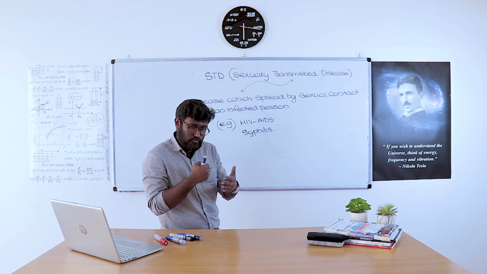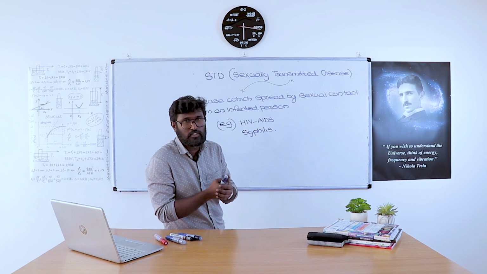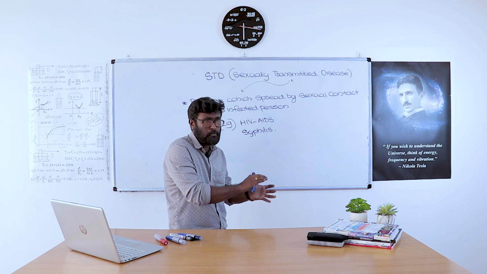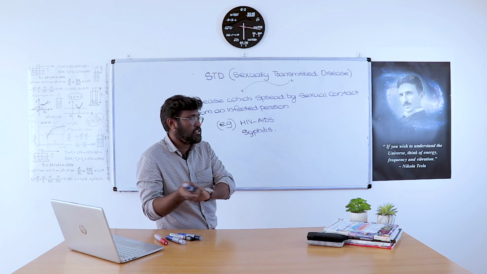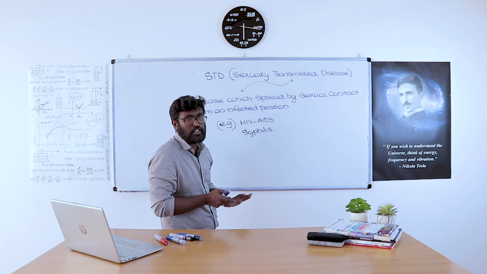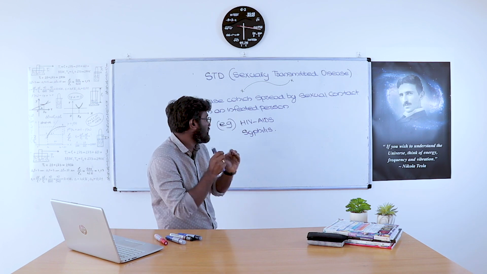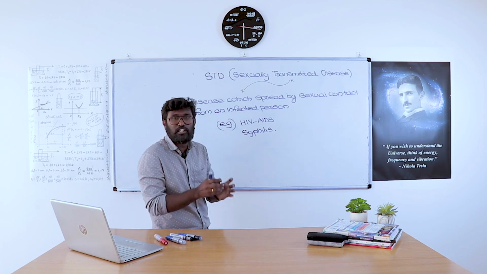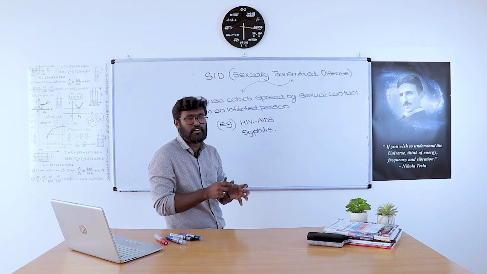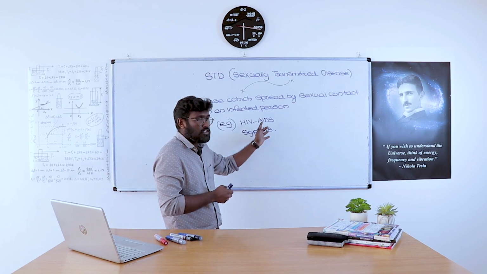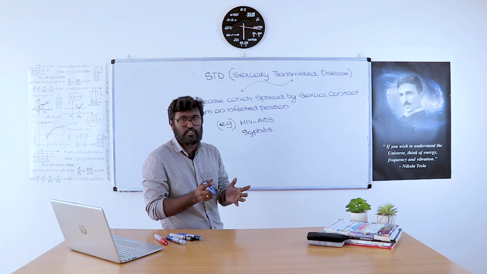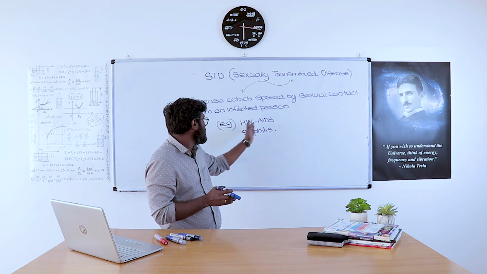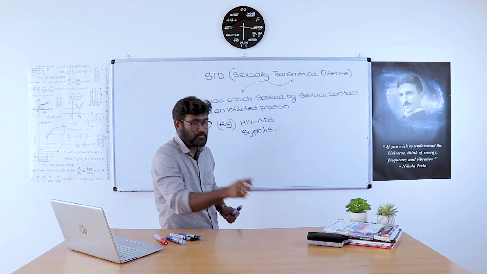There are a lot of ways to avoid sexually transmitted diseases by using some precautions, which we will discuss later. Right now, the examples for sexually transmitted diseases are HIV AIDS, which is a sexually transmitted disease, simply called an STD. Syphilis is also a sexually transmitted disease. Examples: HIV AIDS and syphilis.